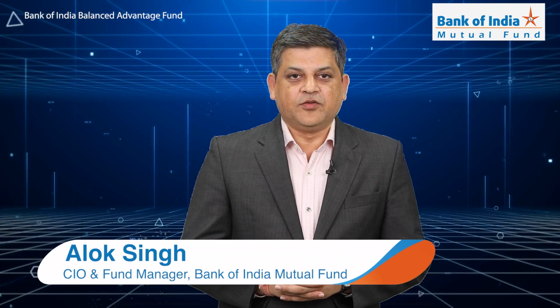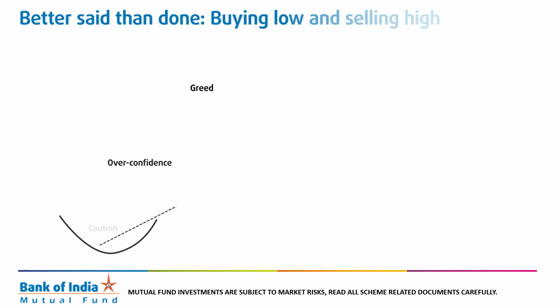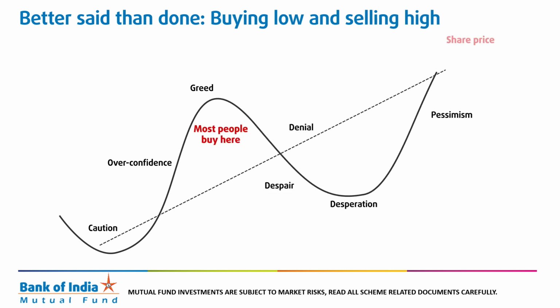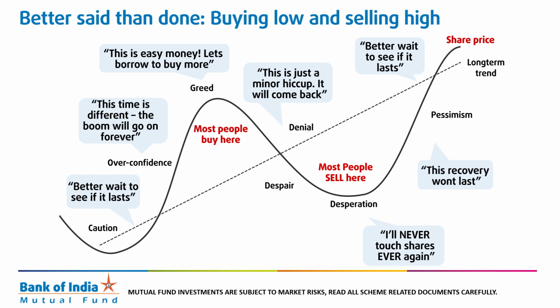Today I would like to take you through some of the key aspects of Bank of India Balance Advantage Fund. As we know, market volatility is something people like to stay away from. However, we are well aware that volatility cannot be eliminated but can be used as an opportunity. This can be done by dynamic asset allocation to generate a relatively better return on a risk-adjusted basis.